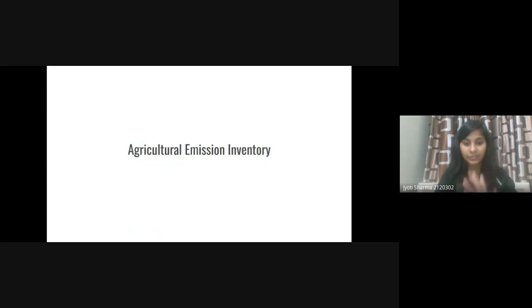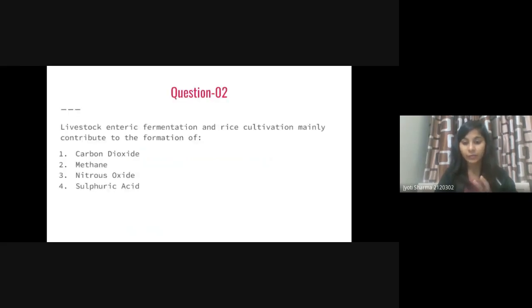Okay, so let's talk about the agricultural emission inventory. I have one question. Livestock enteric fermentation and rice cultivation mainly contribute to the formation of which gas? I have four options: carbon dioxide, methane, nitrous oxide, and sulfuric acid. Nishant gave me answer B, that is methane. Alka also gave me answer B, methane.